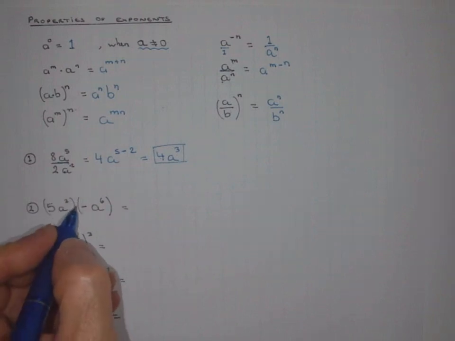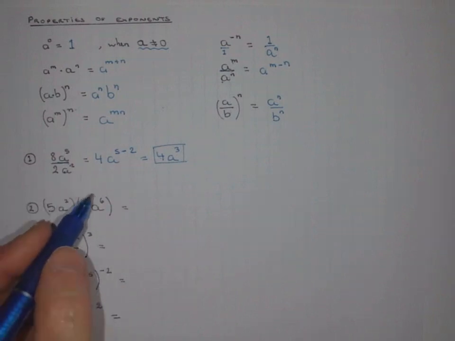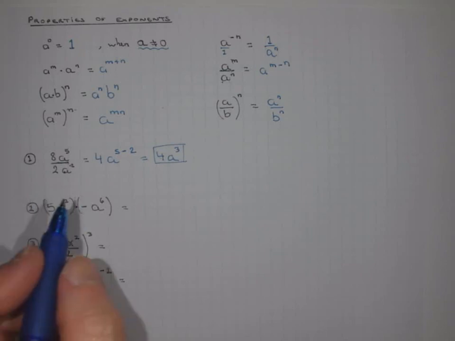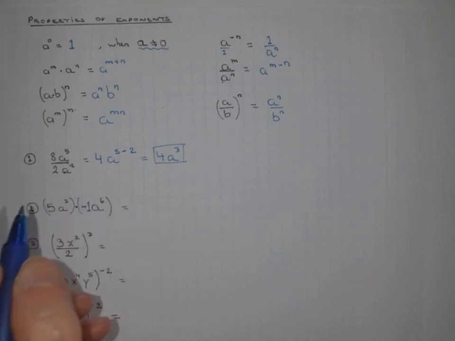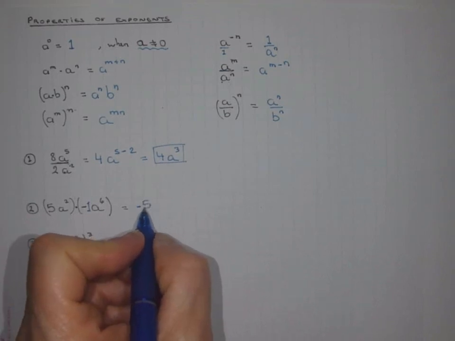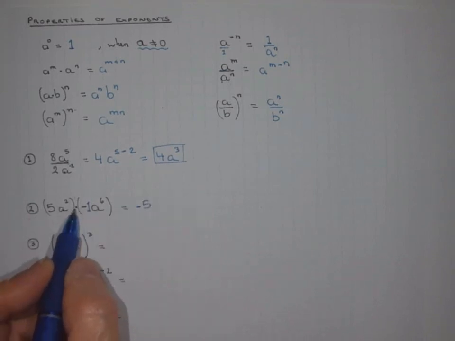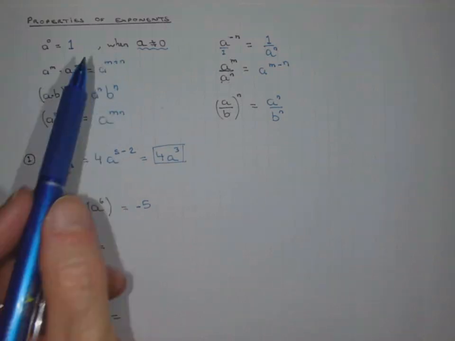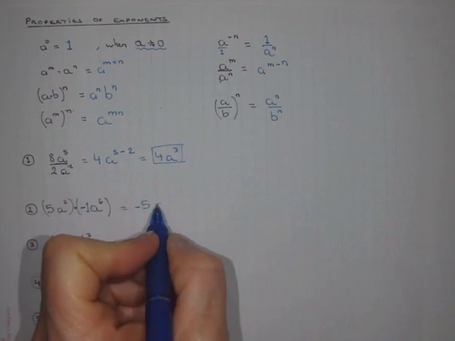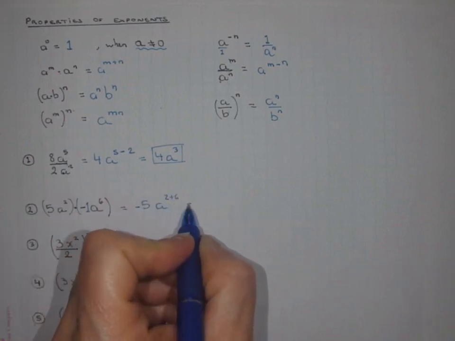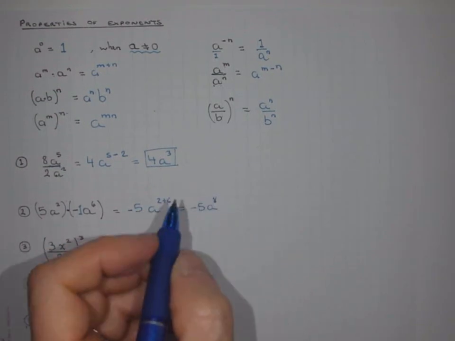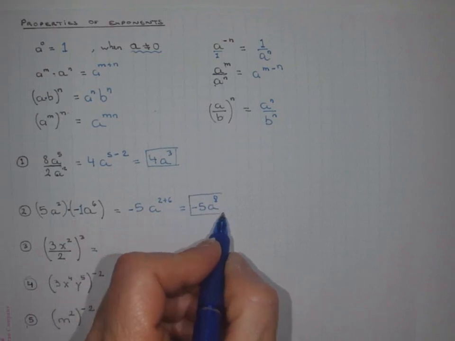Here we are multiplying, that's a product. And there is no exponent on the outside here, no exponent on the outside there. So we are just going to go ahead and multiply 5 times negative 1. We don't write the 1, but we know it's there, right? 5 times negative 1 is negative 5. And then when we multiply the same bases, we add the exponents. So 2 plus 6. So a to the 2 plus 6. And go ahead and do that addition. So negative 5a to the 8, because 2 plus 6 is 8.